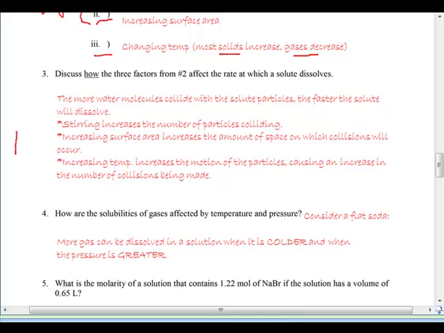That's going to increase the amount of space on which the collisions will occur. Remember, if I have a big chunk here, the particles that are deep inside this cube, they're not going to make collisions with the water. But if I cut this, and I open it up, then those particles on the inside are now exposed to water. They're going to be able to make collisions. And then if I cut another little chunk, particles stuck there are going to be able to make collisions, and so forth. So we want to just keep breaking this up into smaller and smaller pieces so there's more and more surface making collisions with the solvent. And finally, if we increase the temperature, we can increase the motion of the particles. They're moving around faster, and then obviously they're going to make more collisions.